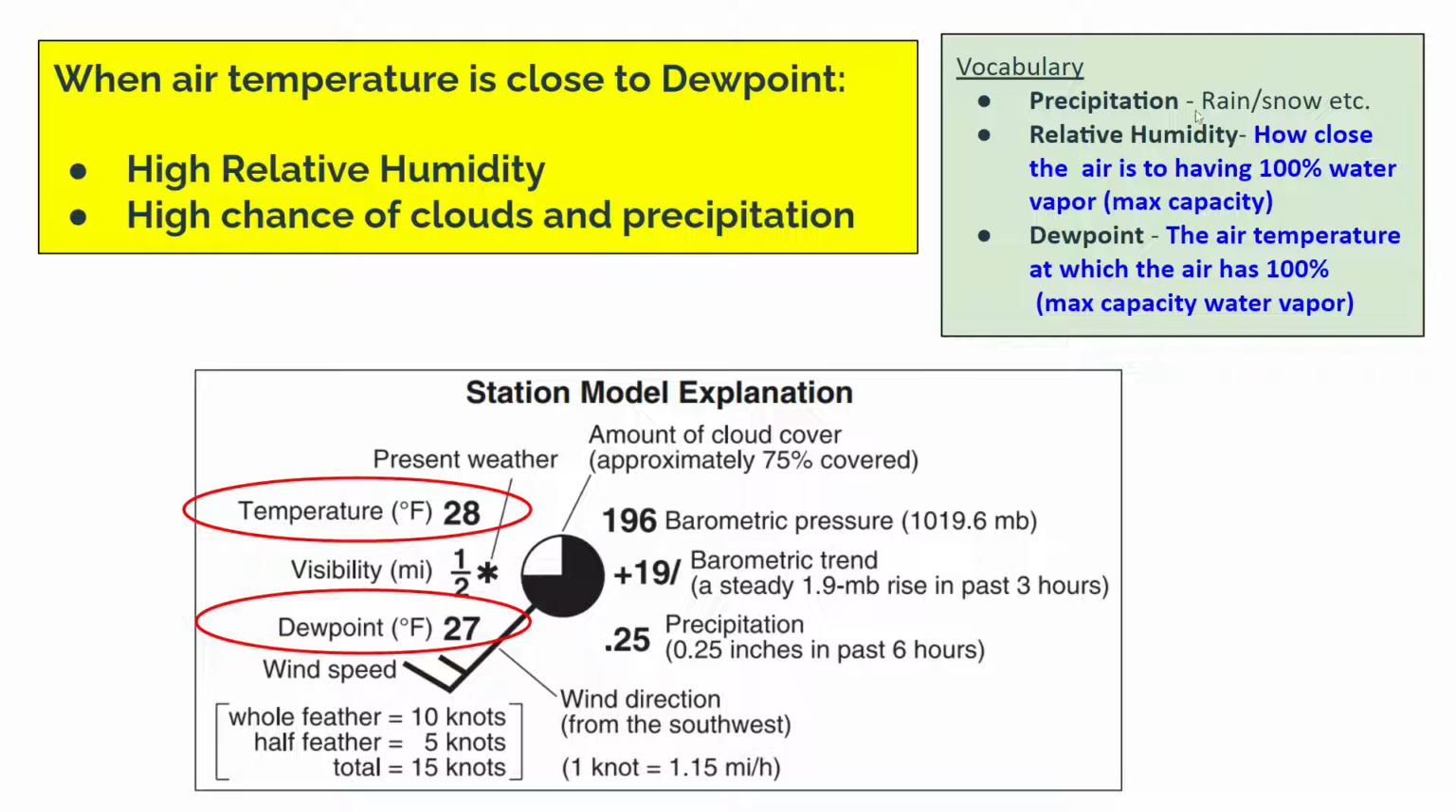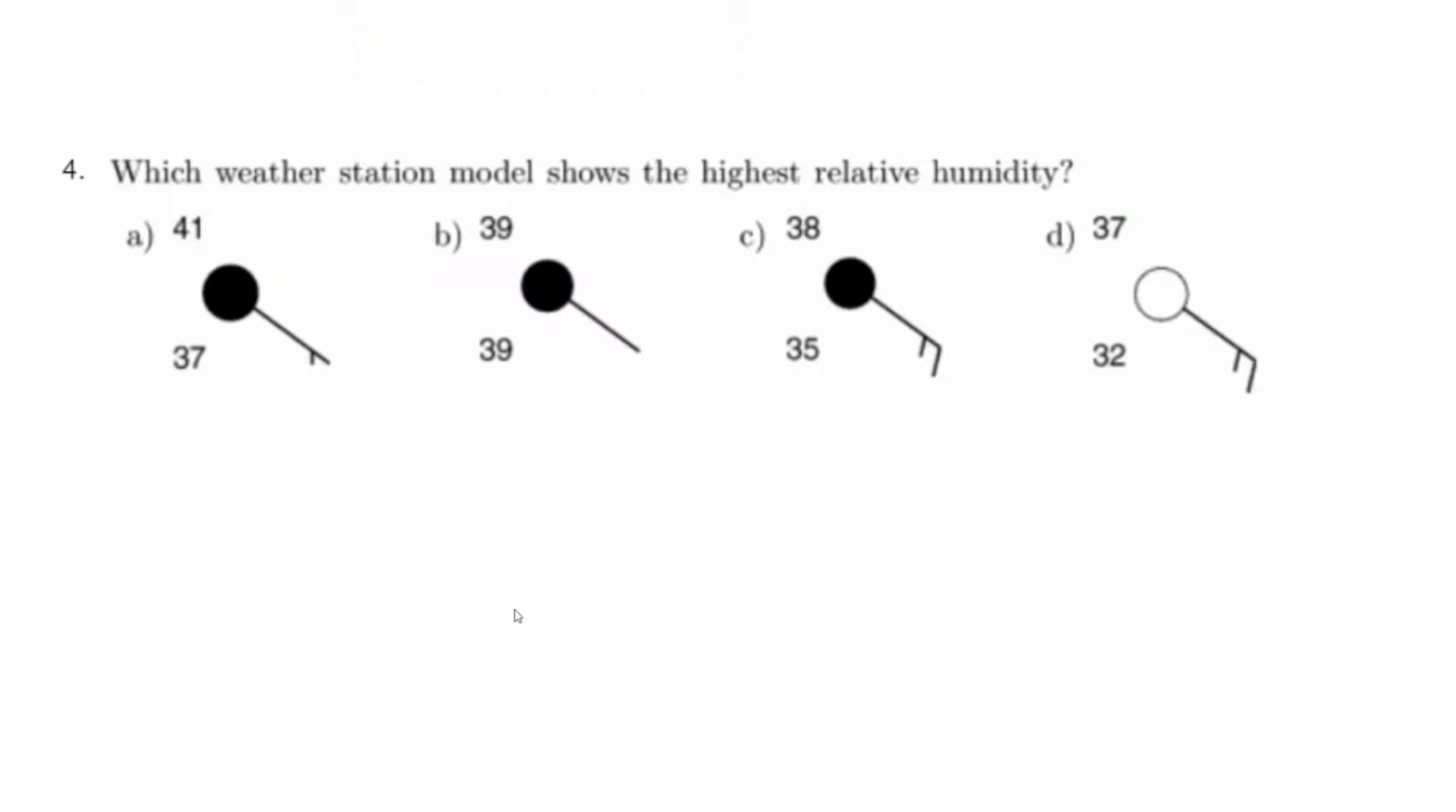And remember, precipitation isn't just rain. It's anything that's coming out of clouds. This can be snow, hail, etc. And you'll find the temperature in the top left and the dew point in the bottom left. And if they're close together, just like this, then you know there's a high relative humidity and a high chance of rain and precipitation.